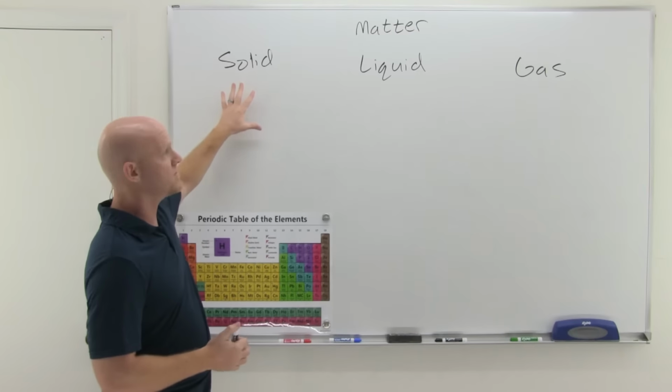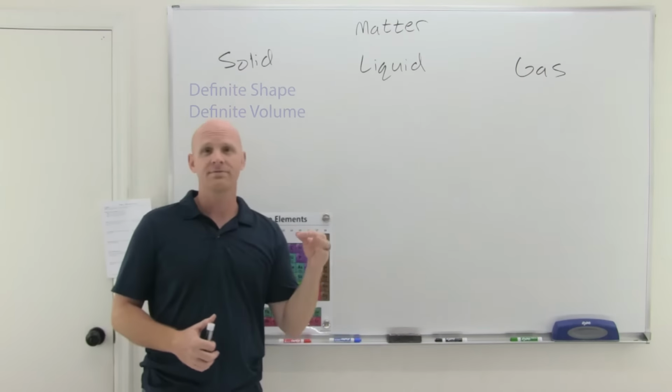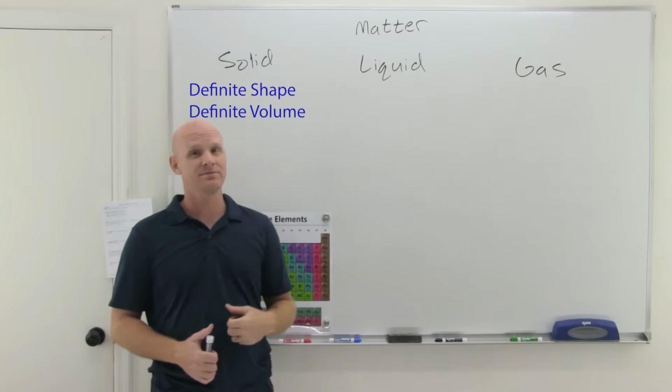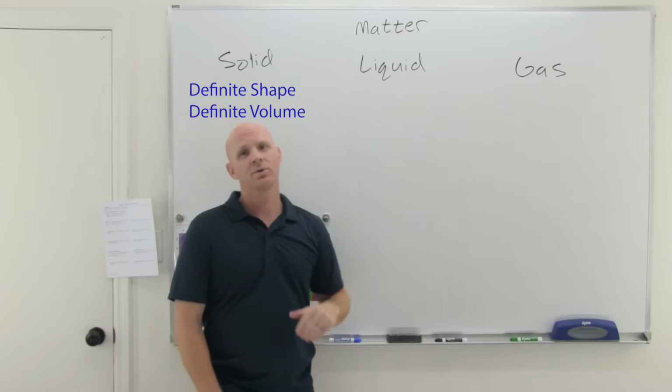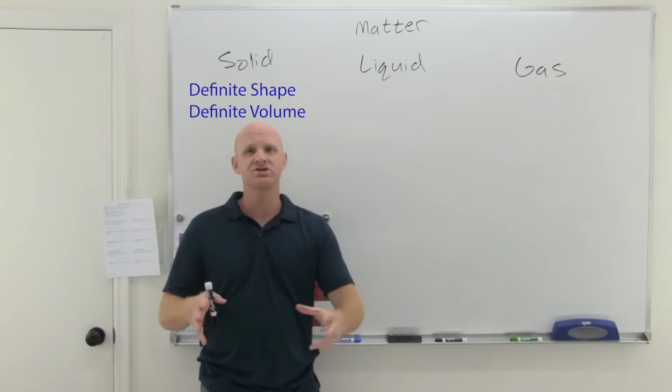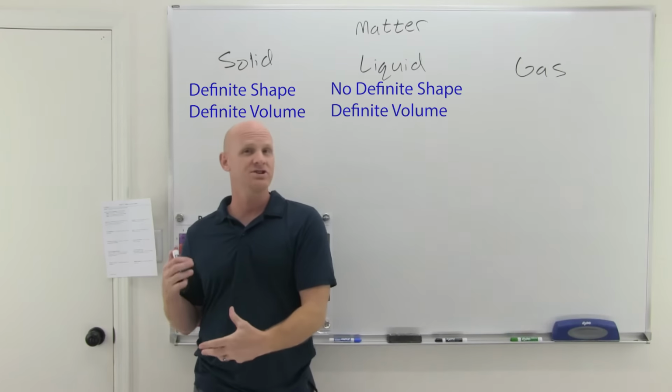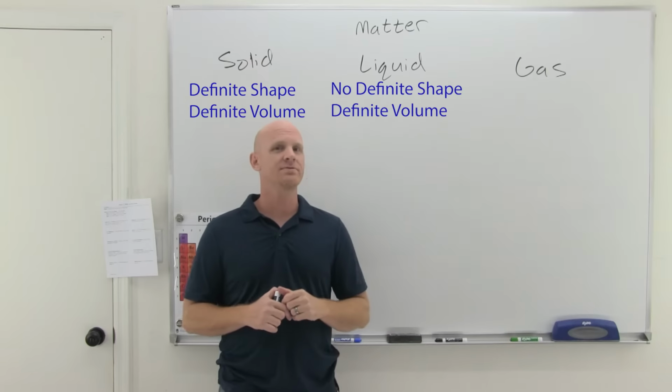So what you should know, though, is that solids have a definite shape and a definite volume. So both definite shape and definite volume. Whereas a liquid, when you pour it into a container, it just takes the same shape as the container. So it does not have a definite shape, but it does have a definite volume.